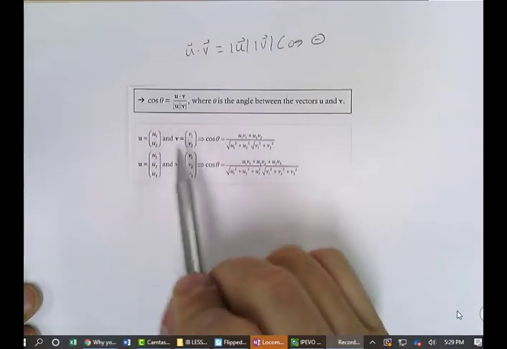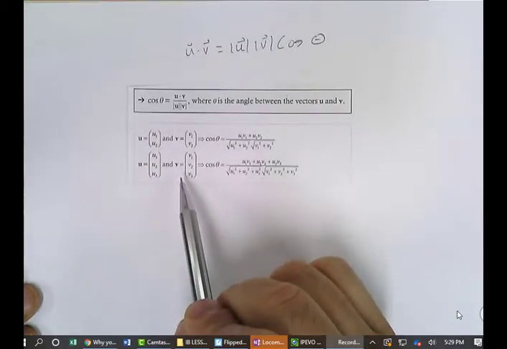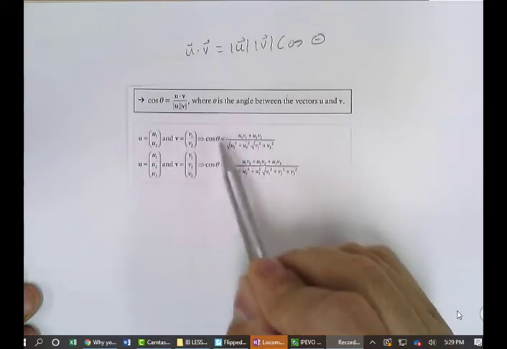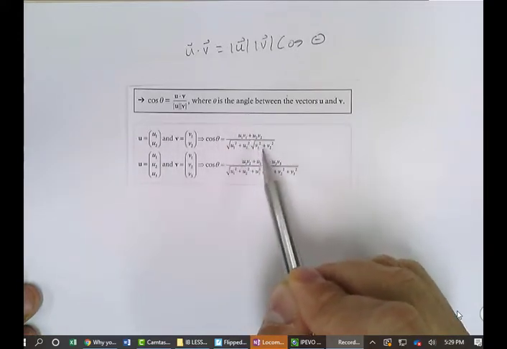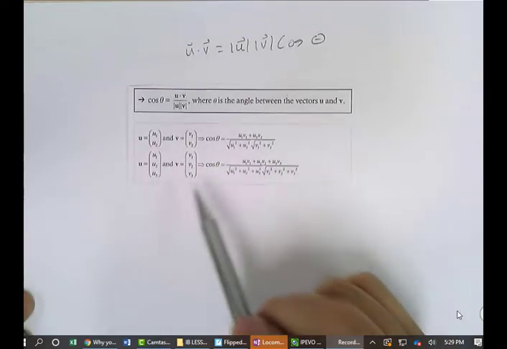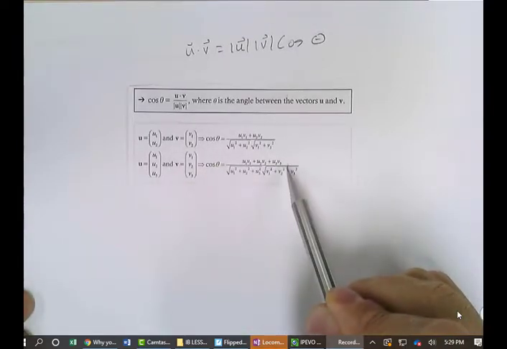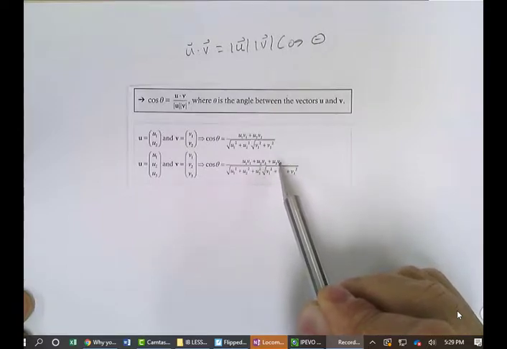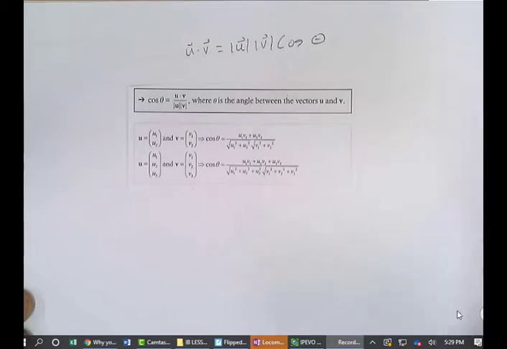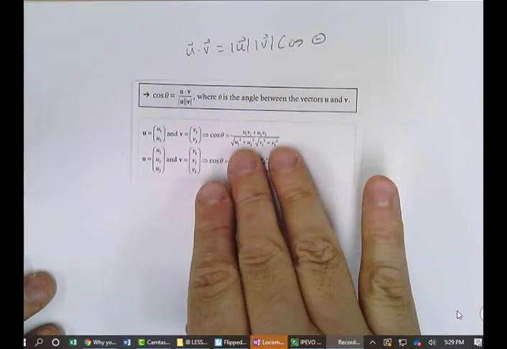And this works for both two-dimensional and three-dimensional vectors. If we take u and v, the cosine is going to be the dot product over the magnitudes in a two-dimensional vector, and it works the same in three dimensions, where we take the dot product of the three-dimensional vectors and then the magnitudes of u and v, and so on. So we're going to use that to solve a few problems.